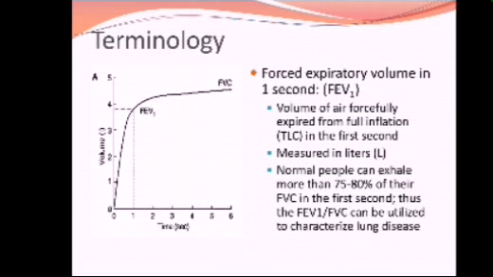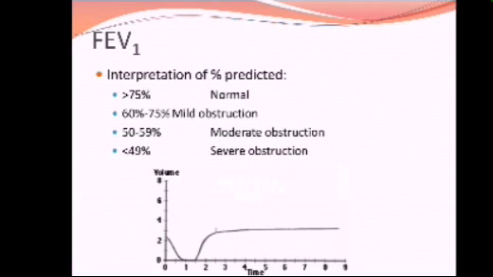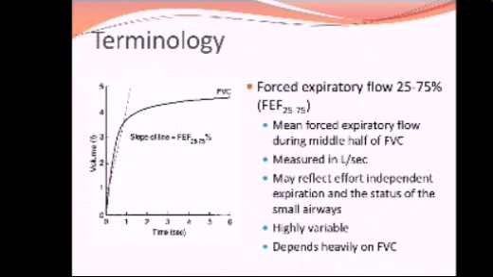Forced expiratory volume in 1 second is the volume of air that is forcefully expired from full inflation in the first second. We measure it in liters. So again, if it is more than 75%, it is normal. If it is 60 to 75%, then we suspect some mild obstruction. If it is 50 to 59%, that is moderate obstruction. And less than 49%, we can say that the patient is having severe obstruction.